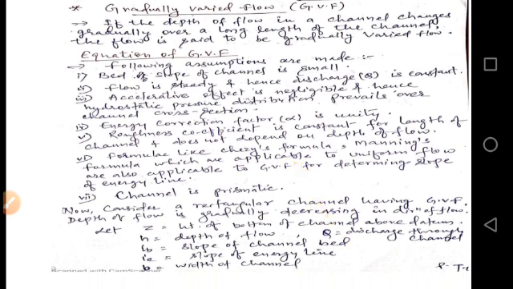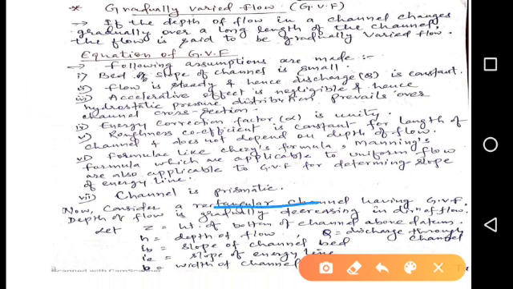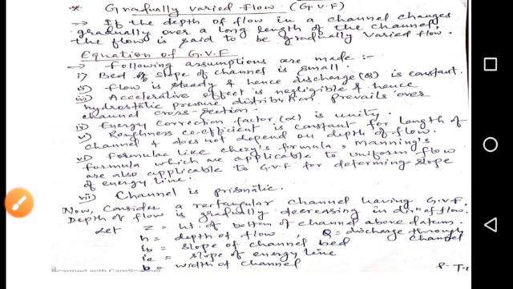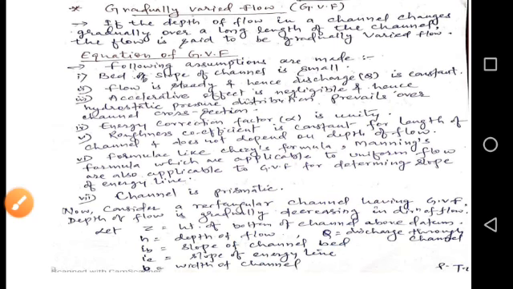Now before the derivation of GVF, we will consider a rectangular channel. That is, consider a rectangular channel having GVF. Let Z be the height of the bottom of the channel, H the depth of flow, IB the slope of the channel bed, I the slope of the energy line, and B the width of the channel. Now we will discuss with the help of this diagram.